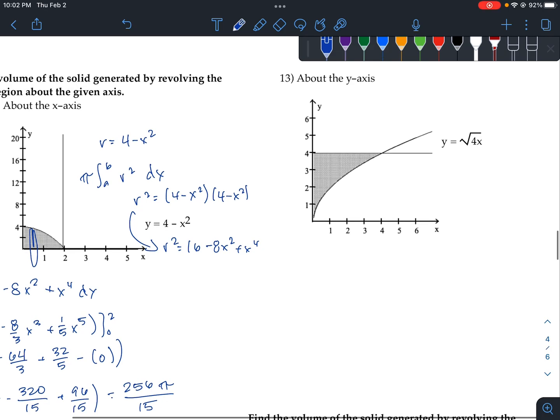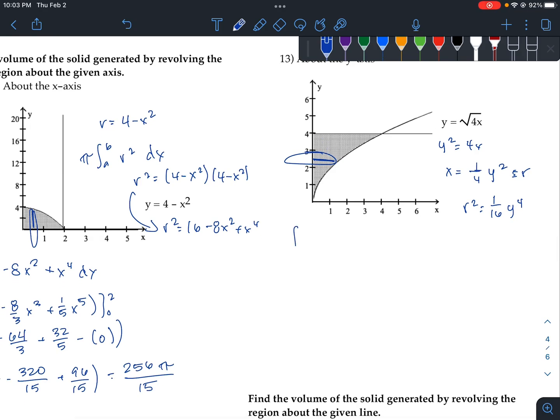So doing the same thing, but revolving it about the y-axis. So that's this rotation, so that means my cross-section will look like that. And if that is my cross-section, this is my radius, and my radius should be defined in terms of x in terms of y. So let's solve this for x. So y squared will be equal to 4x, and x is equal to 1/4 y squared. So that's also my radius, so I need to square that. So my radius squared is going to be equal to 1/16 y to the 4th.